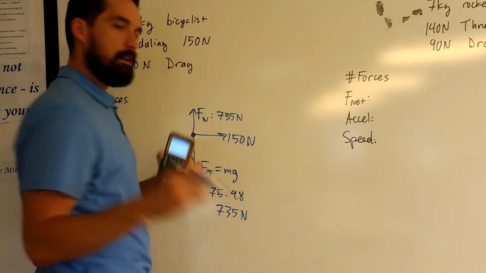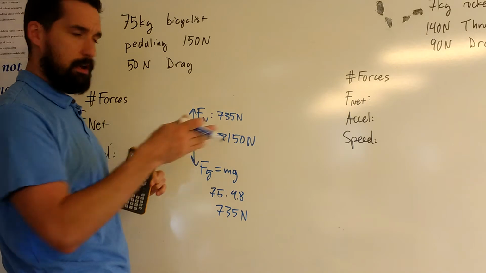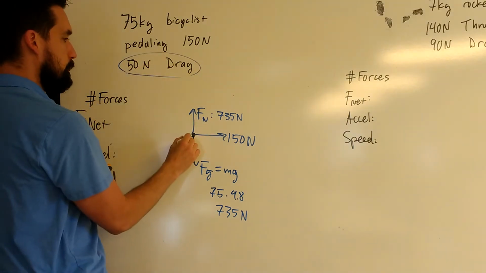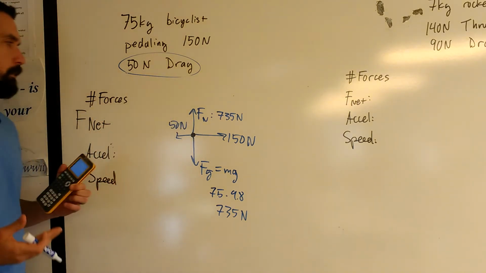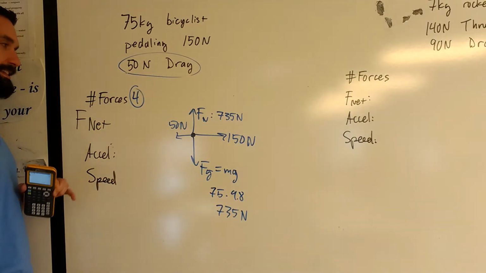And the way the picture is drawn on your screen, I think it was to the right. And then we also know now, hey, there's a 50 newton drag. So we're going to draw that back. Notice it's a little bit less, 50 newtons. So how many forces is that? 4. 4 forces. What is the net force?